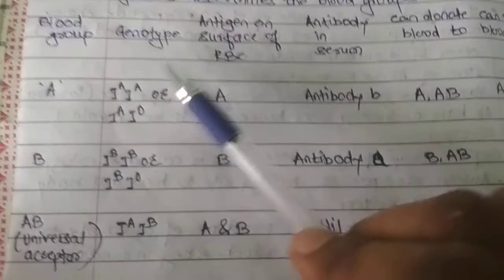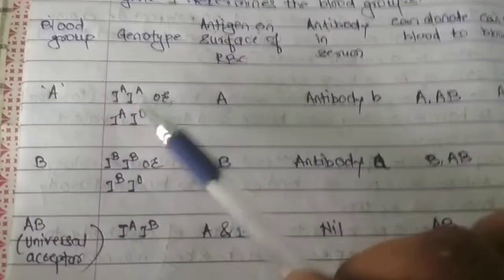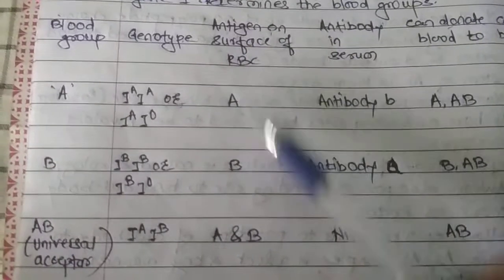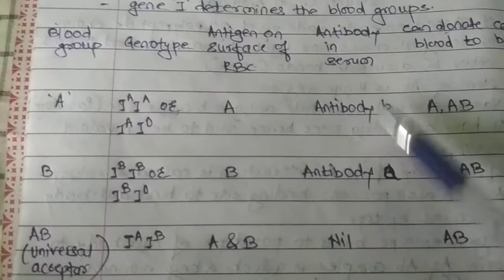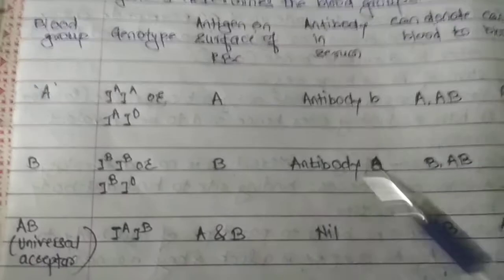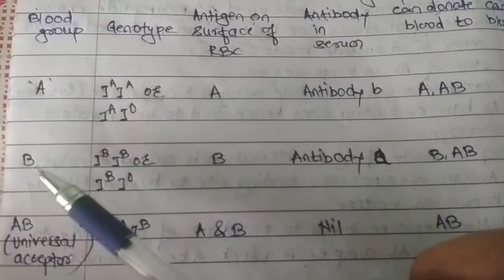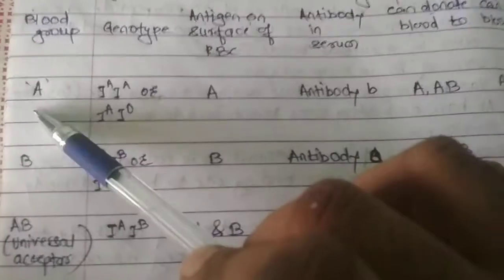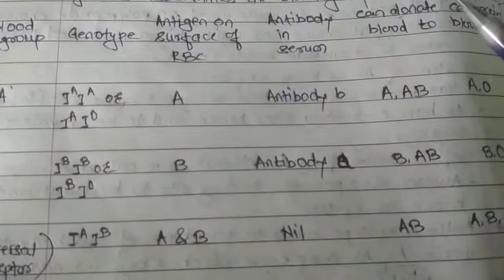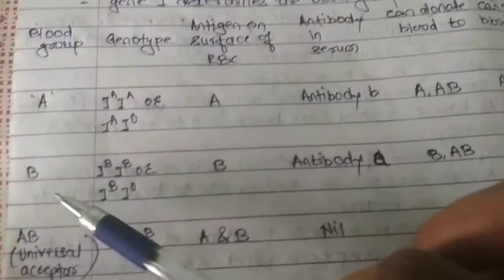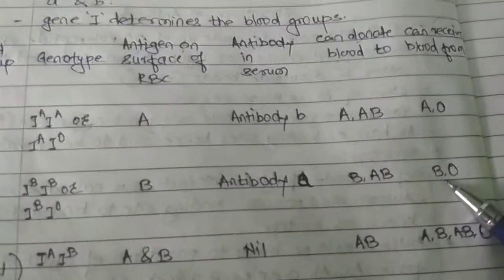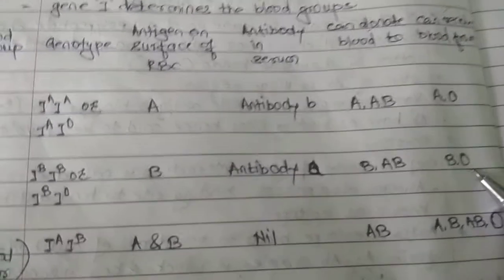Similarly for B, instead of A there is B: IB IB or IB I0. The antigen on the surface of RBC is B, and the antibody in serum is antibody a. So see here, for blood group B the antibody is small a, and for blood group A the antibody in serum is small b. A person with B blood group can donate blood to B and AB, and can receive from B and O.